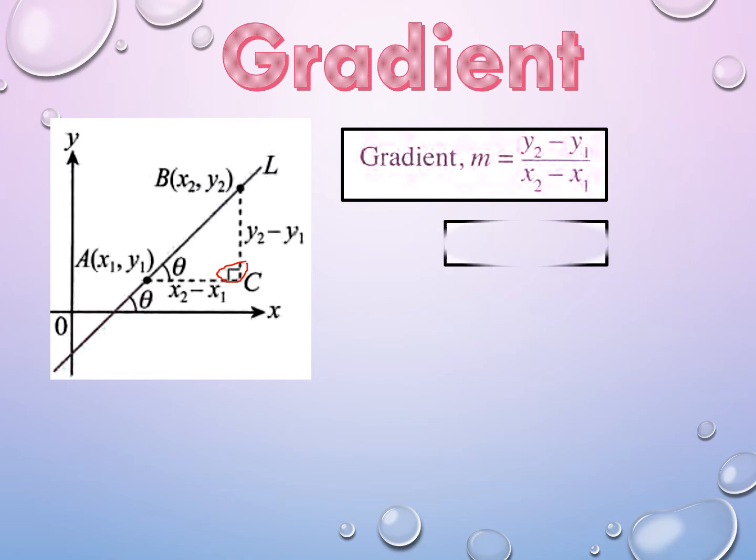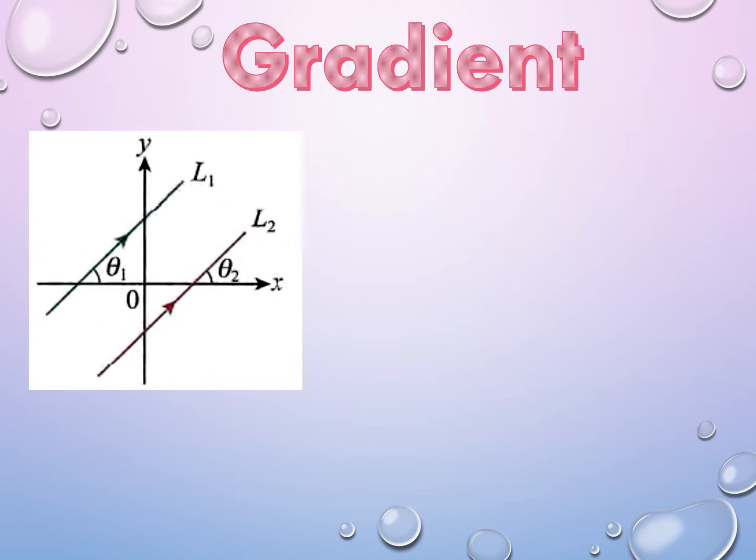If you still remember, sine equals opposite over hypotenuse. Cos is adjacent over hypotenuse. How about tangent? Tangent is opposite over adjacent, which is similar to the vertical distance divided by horizontal distance. So we can summarize that the gradient is equal to tangent theta. That is how we can calculate gradient.